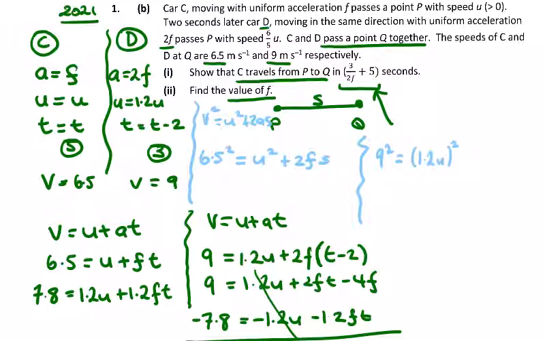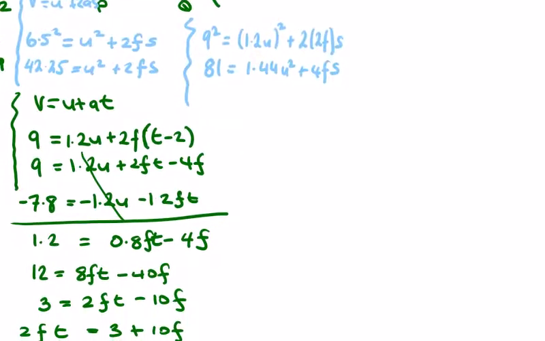1.2U all squared, be careful, plus 2AS, which will be 2 by 2F by S, so 4FS. 81 is equal to 0.44U squared plus 4FS. Will this help? 6.5 squared is 42.25, equal to U squared plus 2FS. Are we going down a rabbit hole? Well, we have FS and FS, which we can cancel to leave me with U squared, so I can find U this way. Maybe there's a better way to find it.